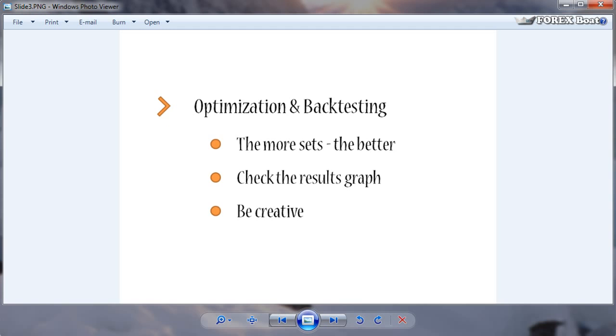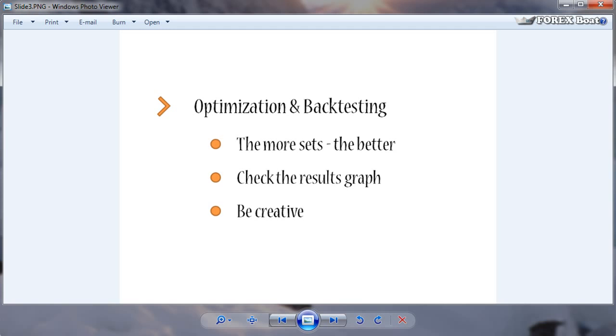Optimization and backtesting. This was the first part that we did in this section, and as you remember, we optimized our expert advisor. We had so many different sets of parameters that we couldn't look through all of them, so we had to pick out the ones that we liked the most. The main 3 key takeaways here are that the more sets you pick out from this part of the preparation process, the better, because then you'll be able to filter them and pick out just the best ones out of the ones you pick now.